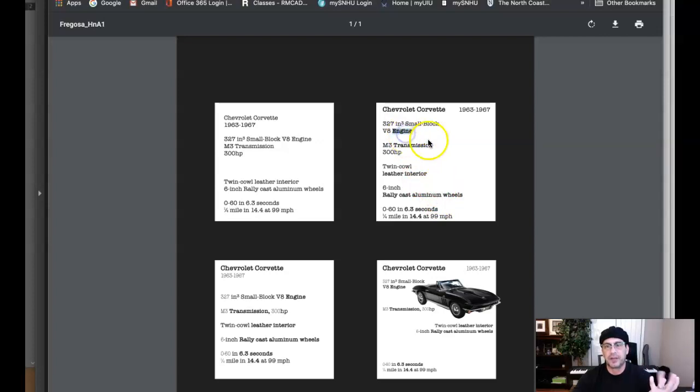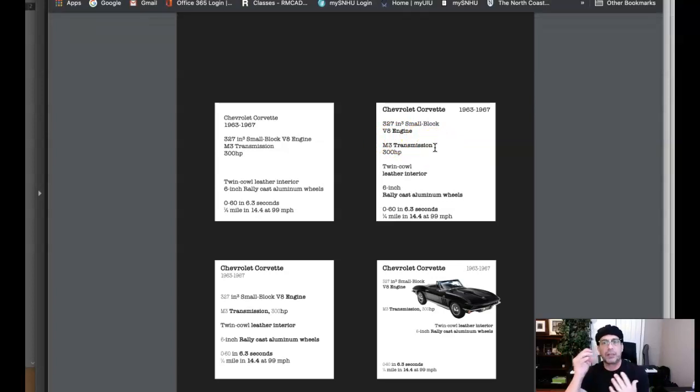It's like, for instance, if we were to read this with emphasis on engine, we're saying 327 cubic inch small block V8 engine. But why? Why should there be emphasis on that? Or here, M3 transmission, 300 horsepower. It doesn't make sense since those are all related to emphasize one word.